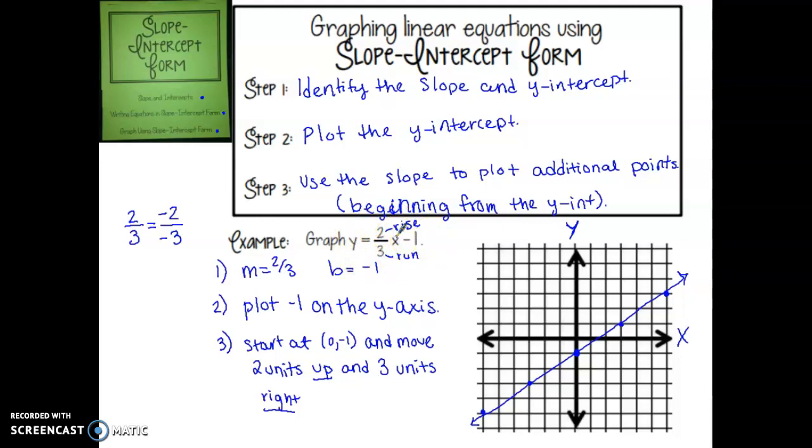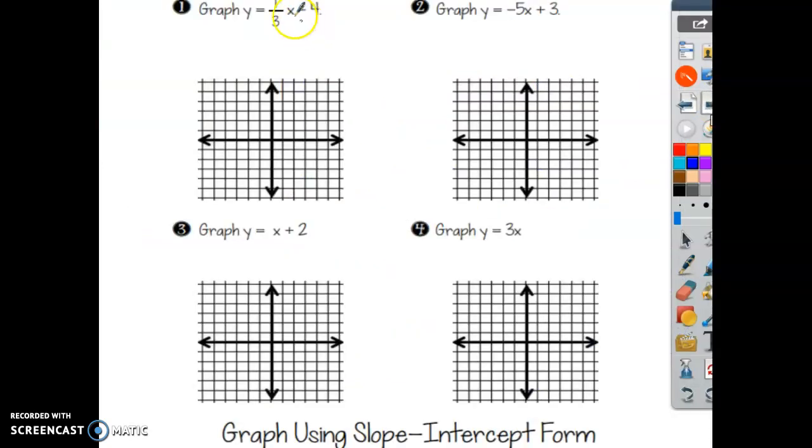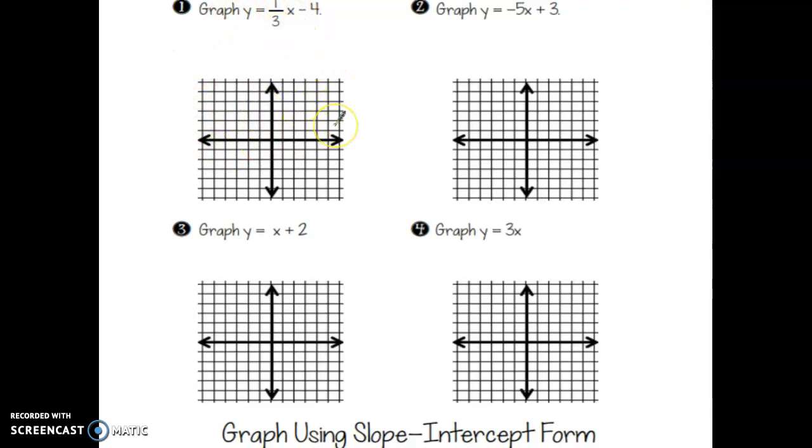Let's do another example on the other side. This one's pretty easy, so I'll let you guys work through that one. And let's work on this one. It says graph y is equal to negative 5x plus 3. So over here, my slope is negative 5, right? And my b is 3. So we're going to use our y-intercept first, 3. It's a positive 3, so I'm going to go above my origin 3 units. So that's my first point.